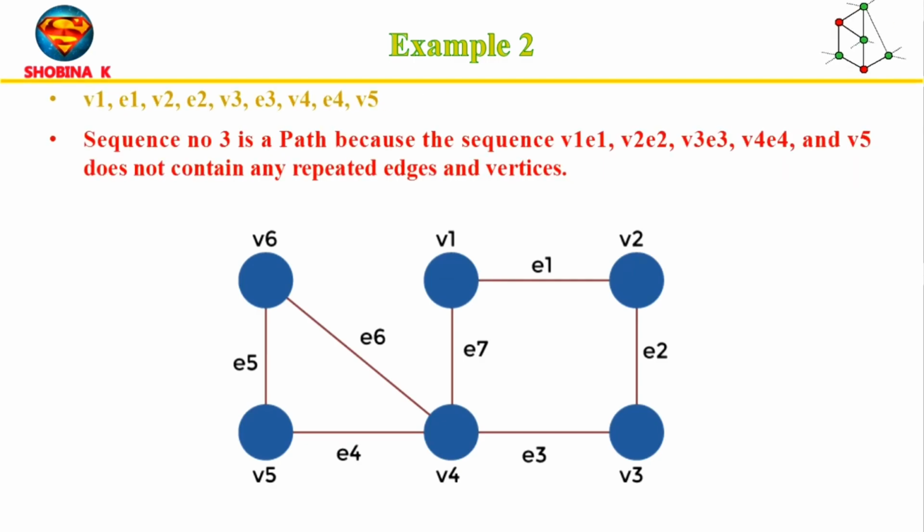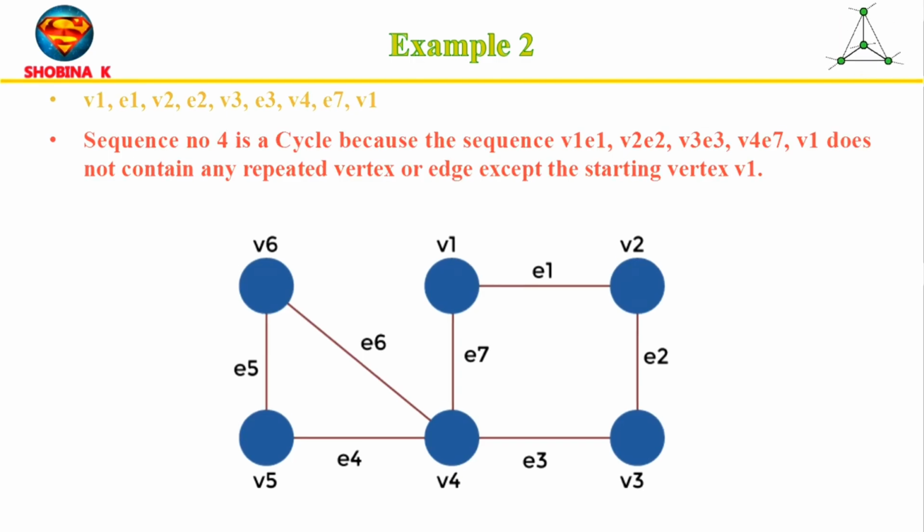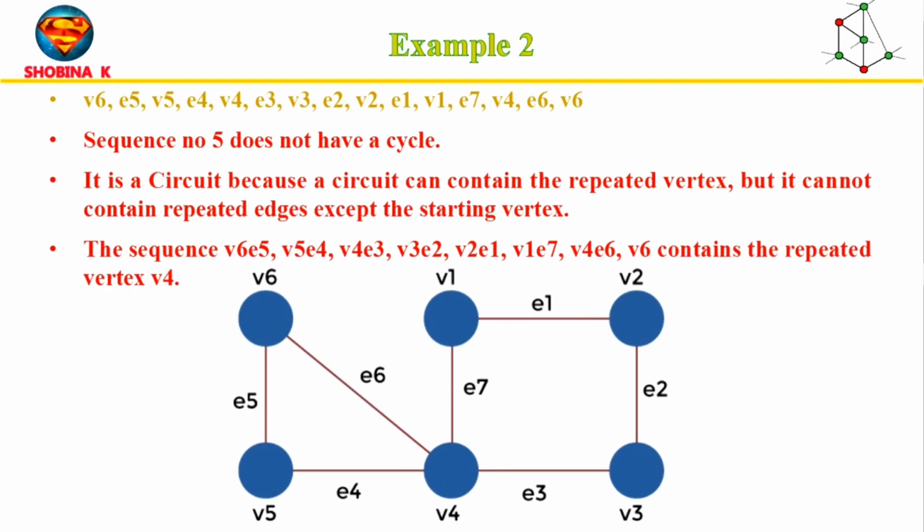Next, sequence number 3 is a path because the sequence V1, E1, V2, E2, V3, E3, V4, E4 and V5 does not contain any repeated edges or vertices. And next, sequence number 4 is a cycle because the sequence V1, E1, V2, E2, V3, E3, V4, E7 and V1 does not contain any repeated vertex or edge except the starting vertex V1. And sequence number 5 is not a cycle.